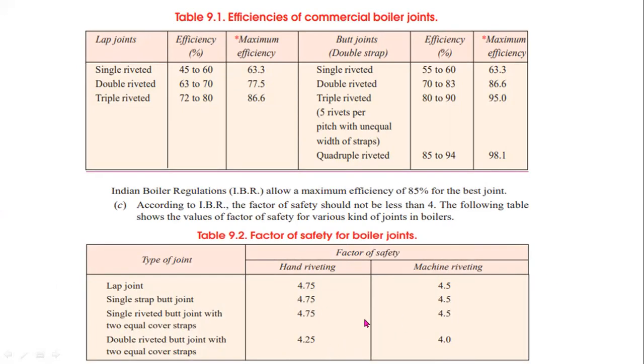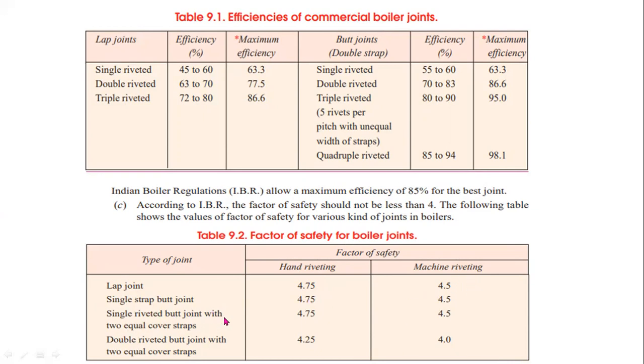Now these are the factors of safety for boiler joints. Always you have to consider a factor of safety above 4. So these are the estimated factors of safety. For lap joints, you have to consider 4.75 for hand riveting. For machine riveting, you have to consider 4.5. For a single strap butt joint, you have to consider 4.75 for hand riveting, 4.5 for machine riveting.